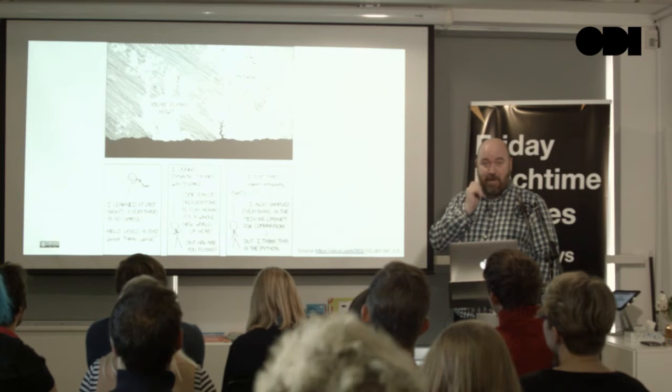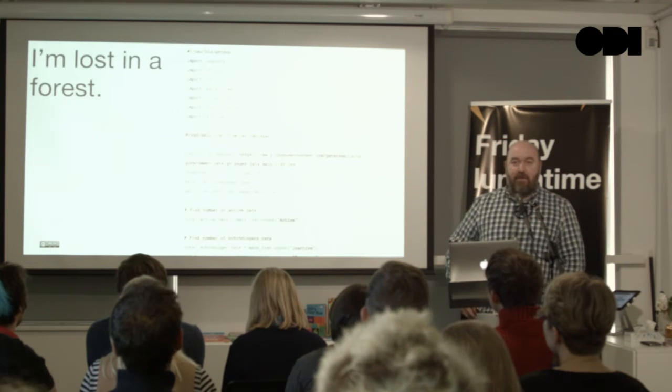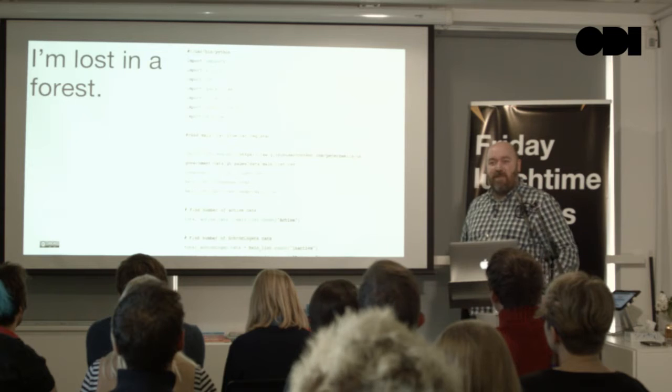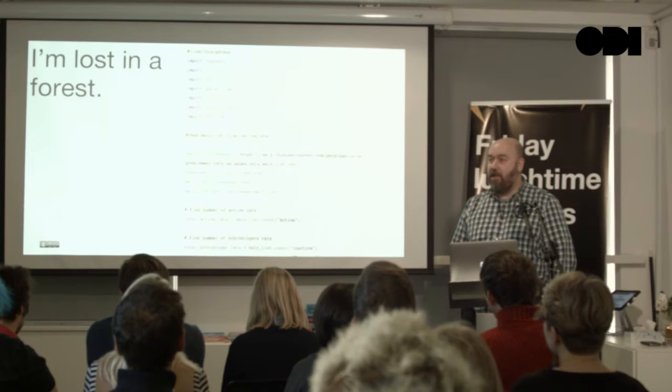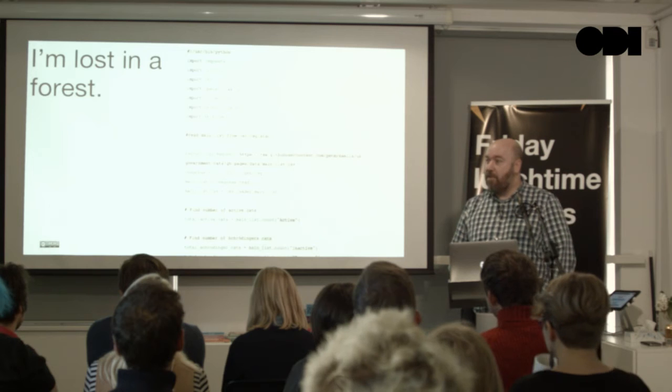But that kind of made it a bit tricky. I was kind of lost in a forest, a thicket of stuff. How can I make this thing work? How can I get my data out? How can I write a bit of Python code that will grab data from GitHub, do some munging on it, add up some numbers, and then push it into another place?